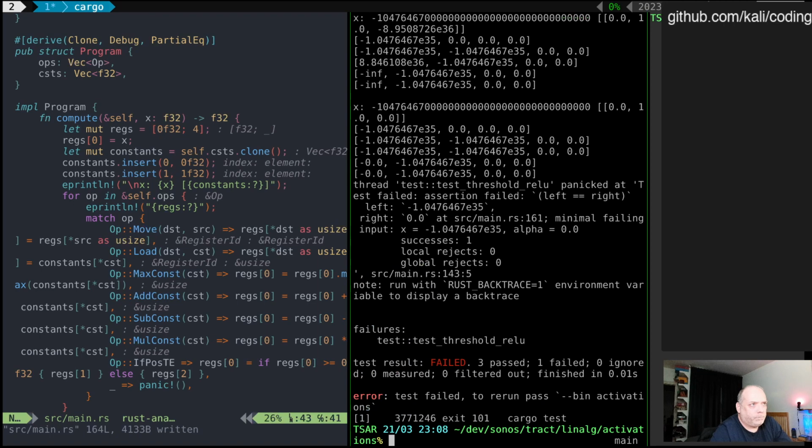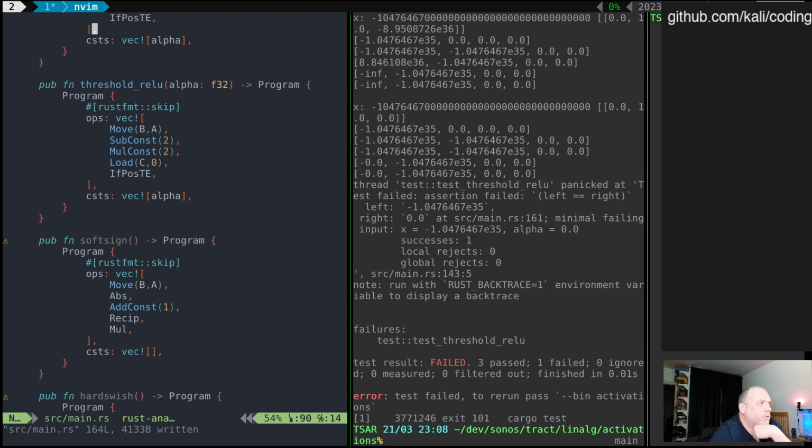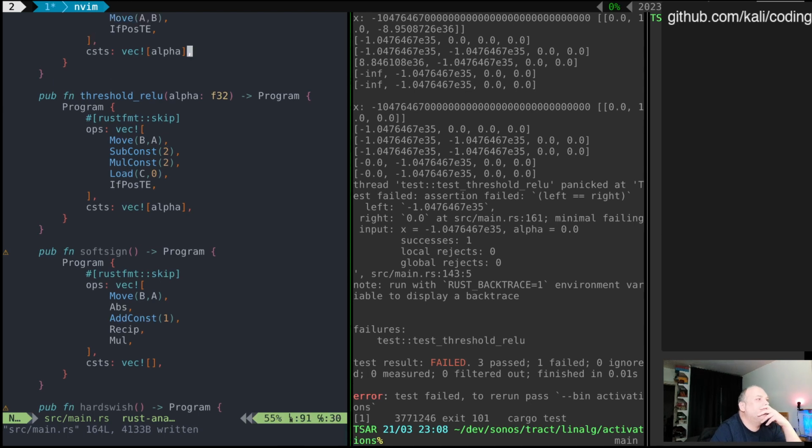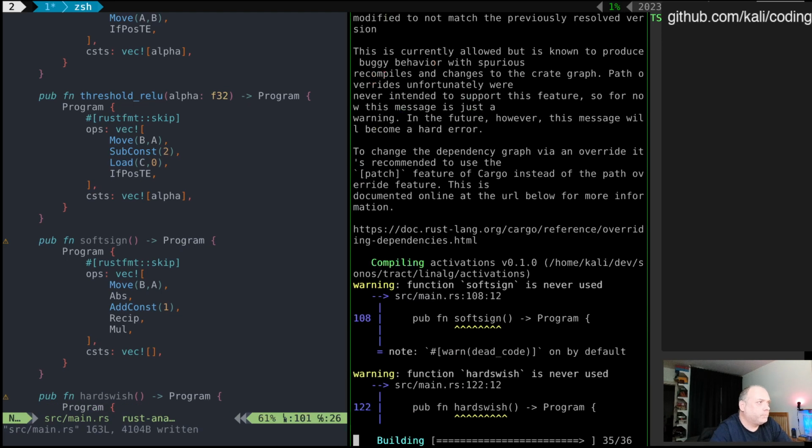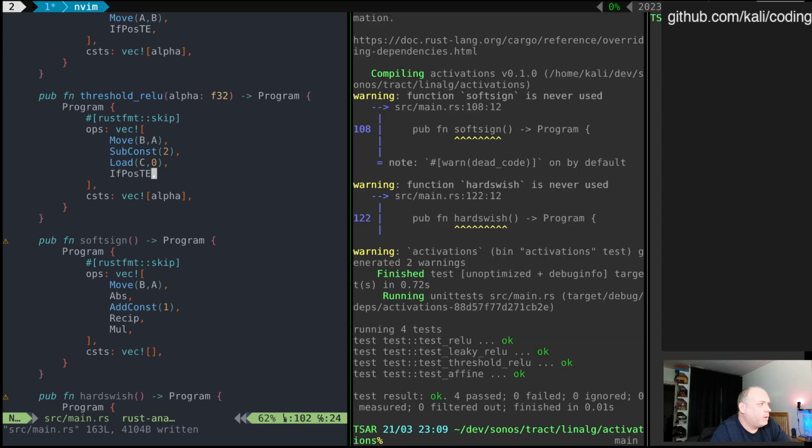So the one which is not working, we have an alpha of 0, which should be fine. So what is happening? We're moving x to threshold. So we're copying x to b, that's here. Then we are multiplying, then we are subtracting the constant number 2. Oh, sub 2 mul const 2. This is wrong. There is no mul. It's just the subtraction. Yes. Okay, fixed.